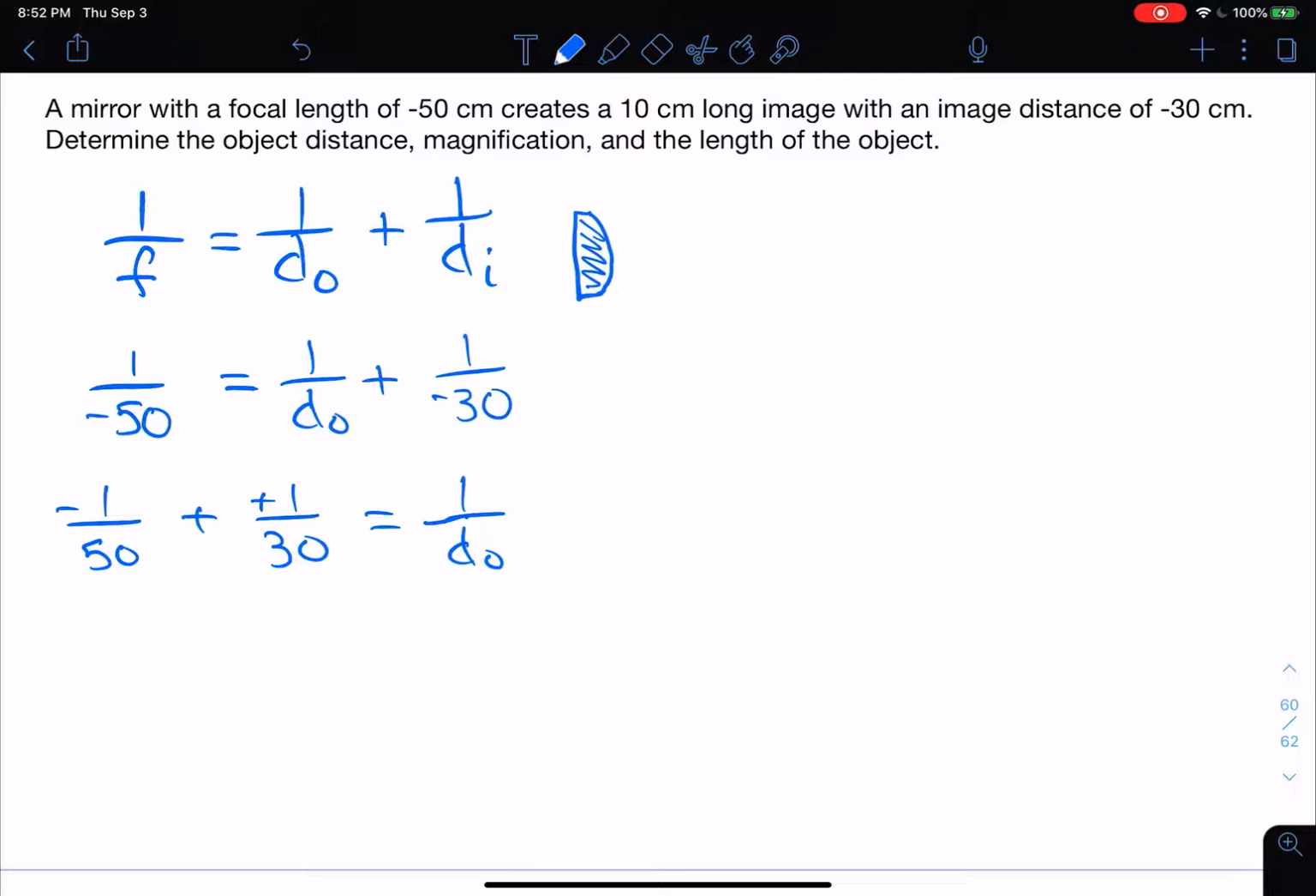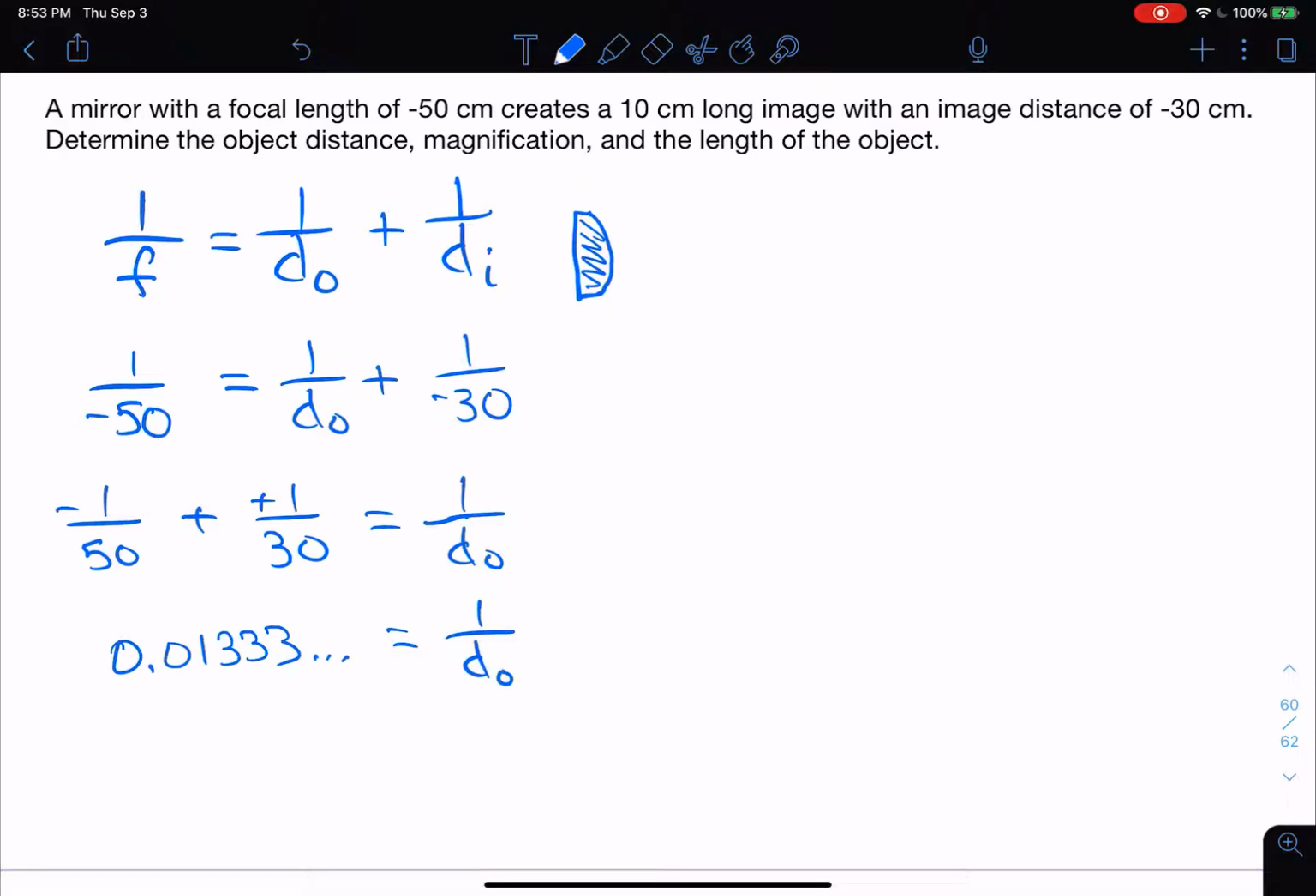Now, we could get the common denominator. In this case, it's actually not too difficult to go ahead and do it that way. But in general, that's not always going to be the case. So my recommendation is to go ahead, grab your calculator, and crunch the left side here. Let's crunch the numbers. And if I do that, I get 0.01333, it's a 3 repeating. And that's going to equal 1 over the object distance.